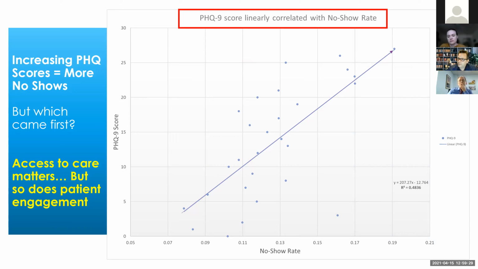They have some depressive symptoms. They're not able to manage for whatever reason. Maybe they have social determinants that they're dealing with. Maybe they have complicated family stress. That's why they're not showing. It's not because they weren't prioritizing their healthcare in some personal way. So make sure you think about no-shows as a sign, a call for help. That's the point of this graph.